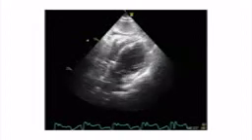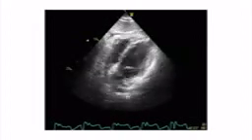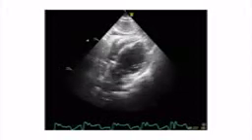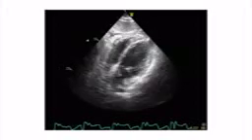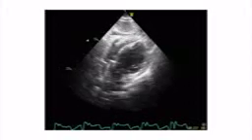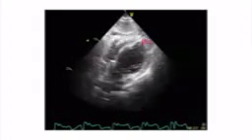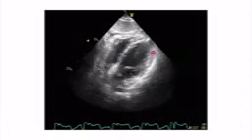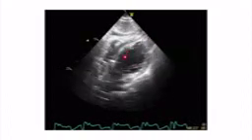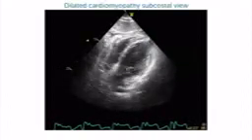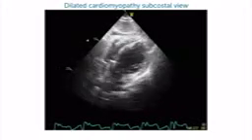Just to give you a subcostal view, what is left ventricular function here? Well, right ventricular function is okay, but left ventricular function is poor. A hypocontractile, dilated left ventricle, again in a patient with cardiomyopathy.